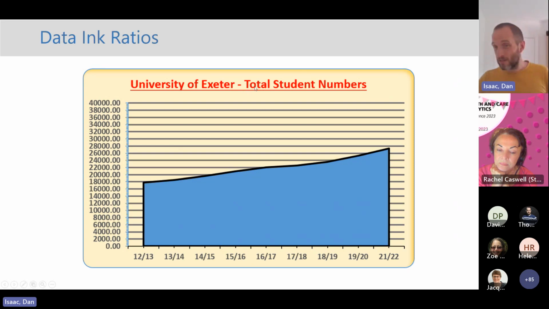Similarly, I'd argue the title. If you took the title away, you wouldn't know we were talking about student numbers at the University of Exeter. So I'd argue that is still data as well. So those things are data-ink.